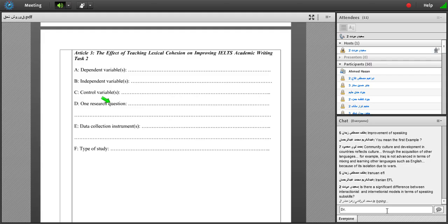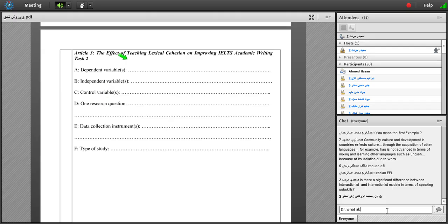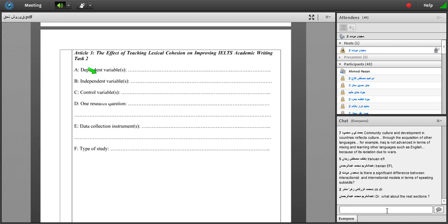Good. Now, let's see this one. The effect of teaching lexical cohesion on improving IELTS academic writing, task 2. What is the dependent variable? Can you tell me? What is the dependent variable?